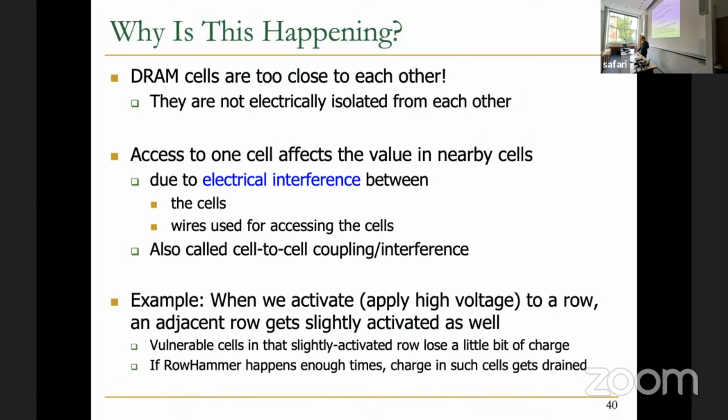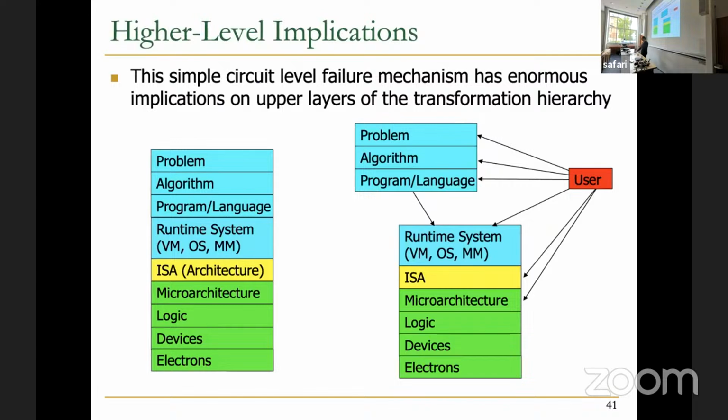So why is this happening? Essentially, DRAM cells are too close to each other. There's electrical interference. When we activate a row, an adjacent row gets slightly activated as well. And vulnerable cells in that slightly activated row lose a little bit of charge. And if you do this hammering activation enough times, charge in such cells gets drained. And that's how you lose data. So you should be able to do this activation enough times within a refresh interval. And this causes bit flips.